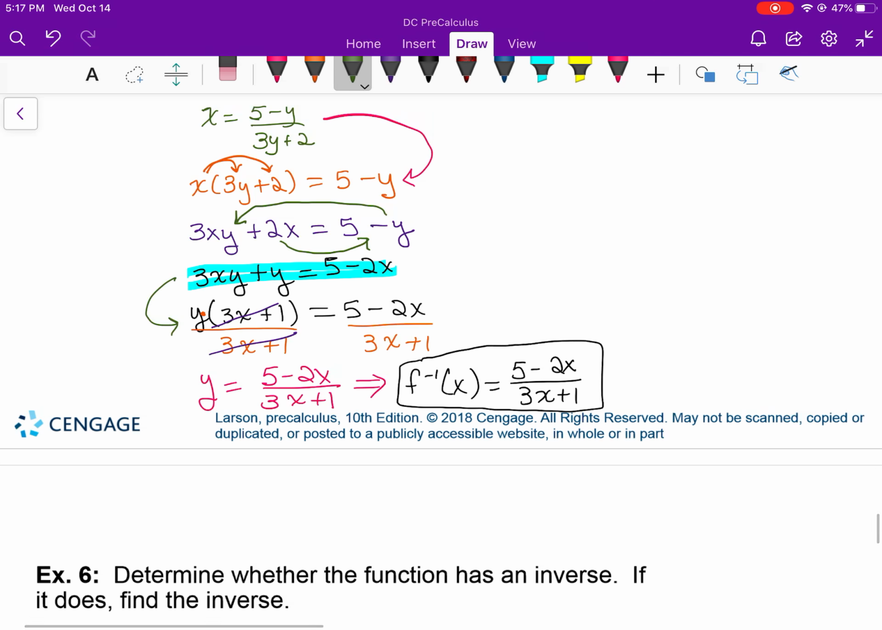From here to here, I factored out the y. And then I divided by 3x plus 1 on both sides. And the end result is your inverse.